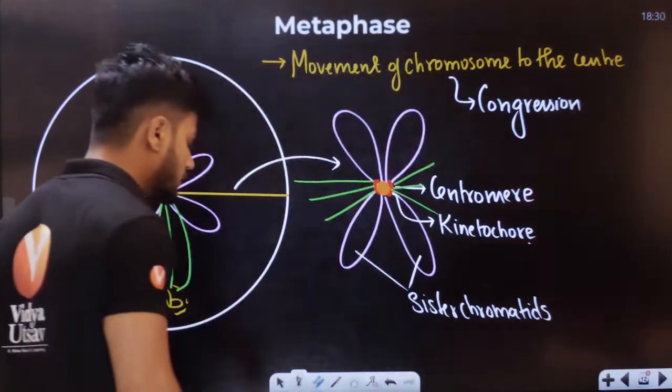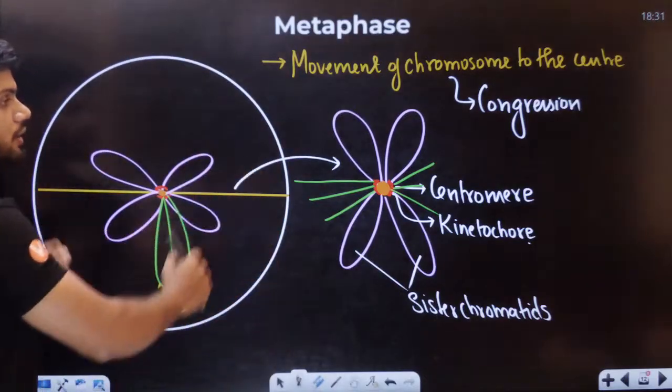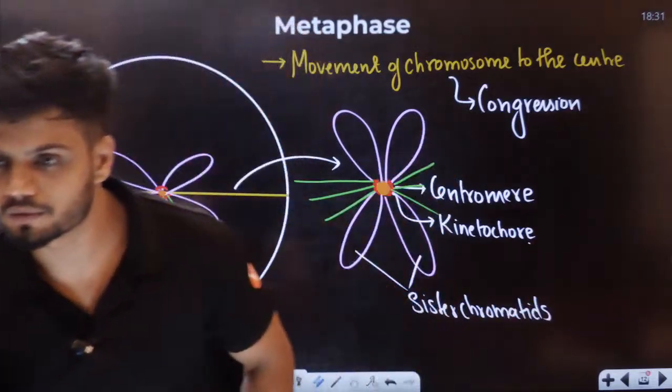It is called congregation. The movement of chromosomes to the center, right in the center, is called congregation. So first of all, what is happening, students? There is something called congregation happening here.